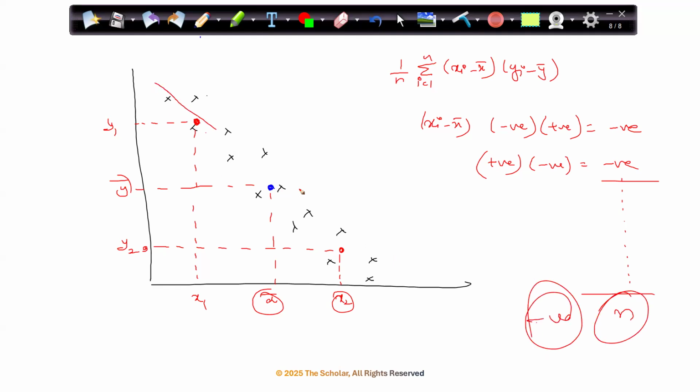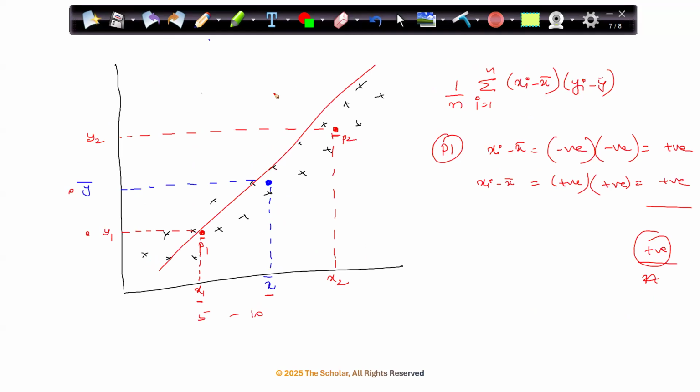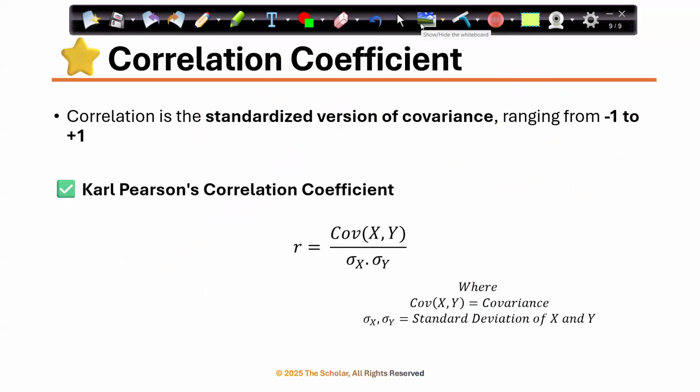So when your data is like this, what covariance value are you getting? A negative value. And when your data is like this, what covariance value are you getting? Positive. Is that making sense, all of you? Why are the covariances negative and positive in this type of data set?